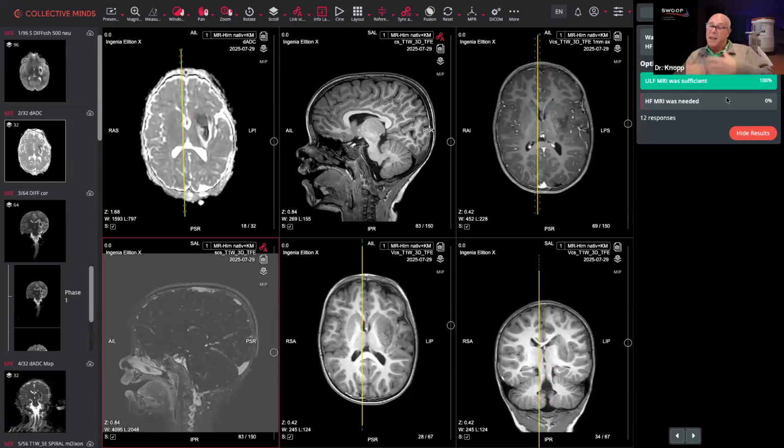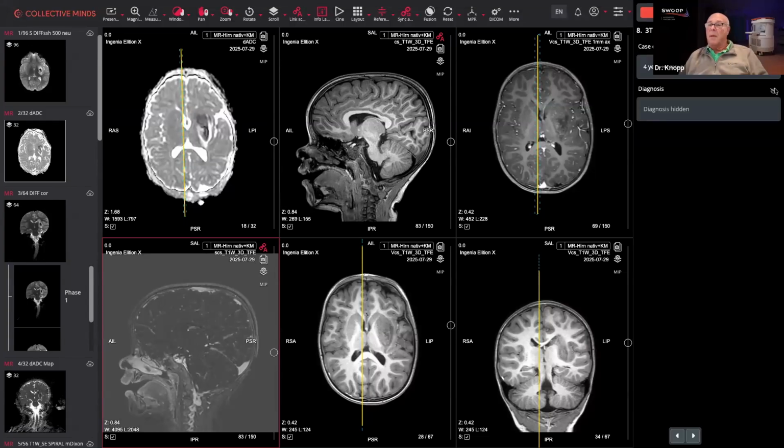So looking at the results, again, 100%, everybody who's voting feels we didn't need to take the child through the high field itself. And what we had is thrombosis, which was seen on an angiography, acute ischemic stroke, and that intracranial hemorrhage as well. So I guess we can go on to the next case.